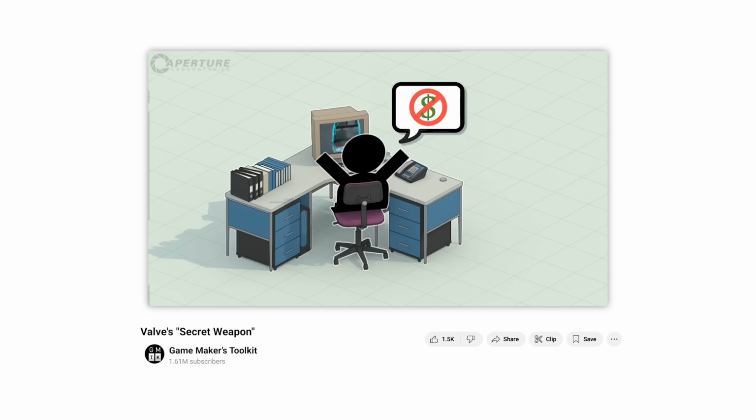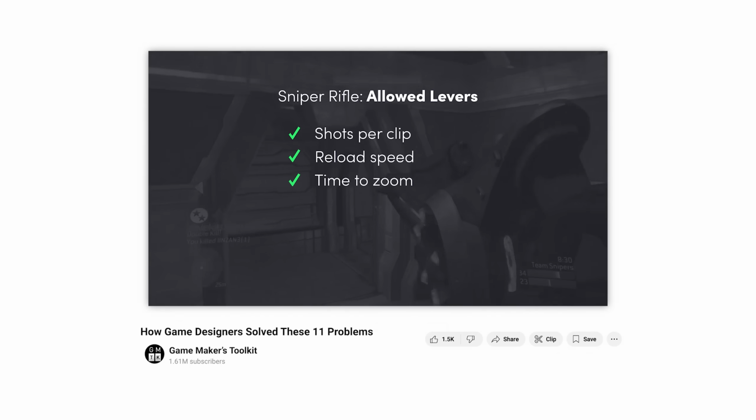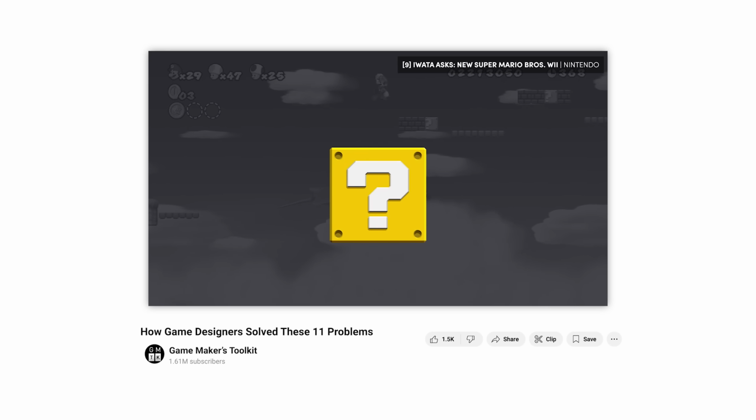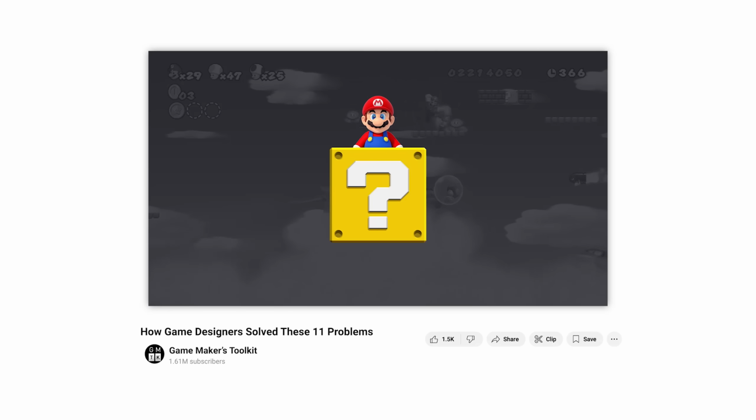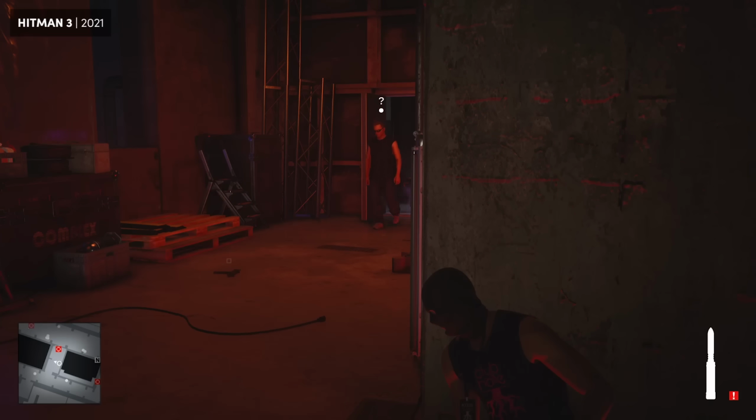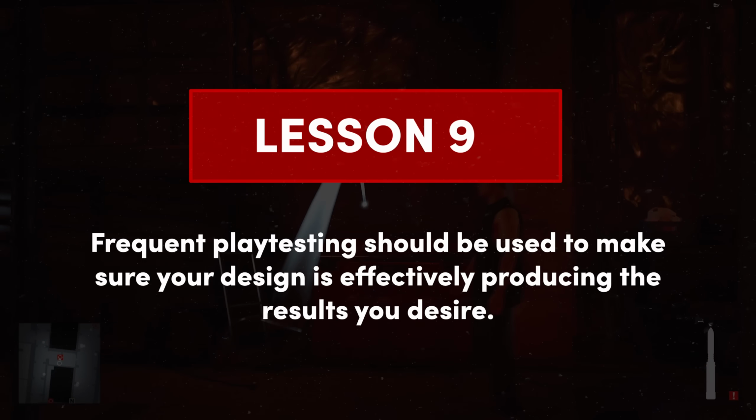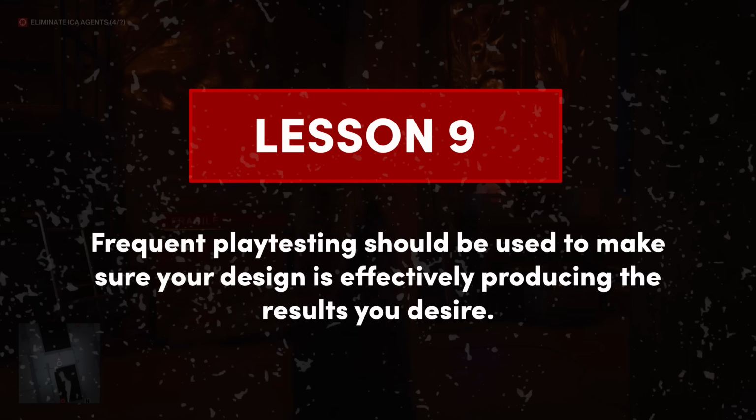So, as I saw in the video Valve's Secret Weapon, it pays to get playtesters involved at every stage of the process. And as I learned in the video How Game Designers Solved These 11 Problems, being a designer is as much about solving playtesting problems as it is about coming up with cool new game ideas. Game design is about building a game for other people, so frequent playtesting should be used to make sure your design is effectively producing the results you desire.